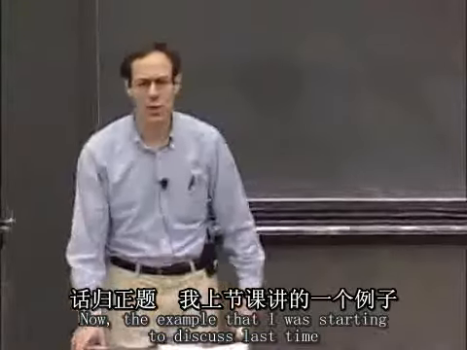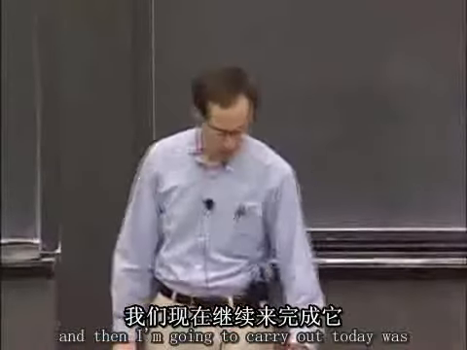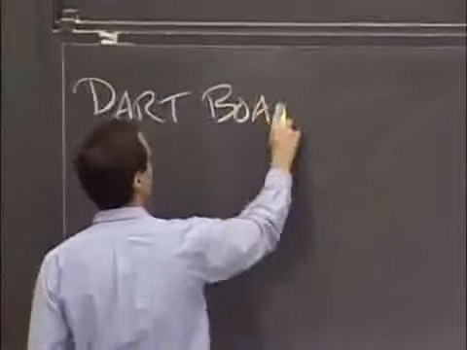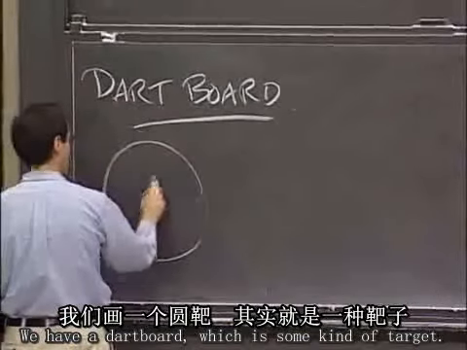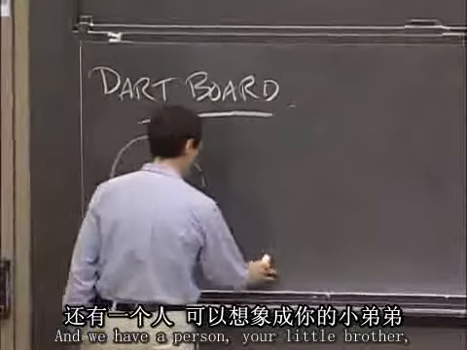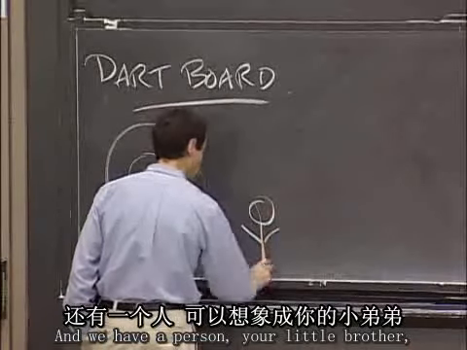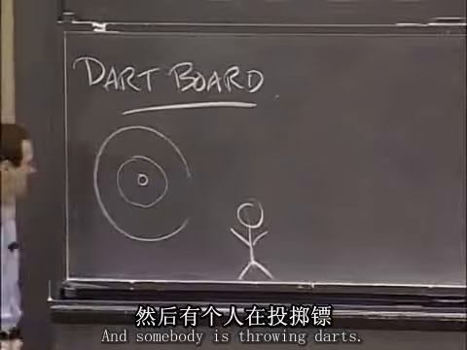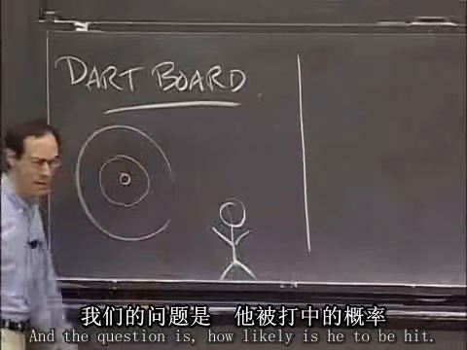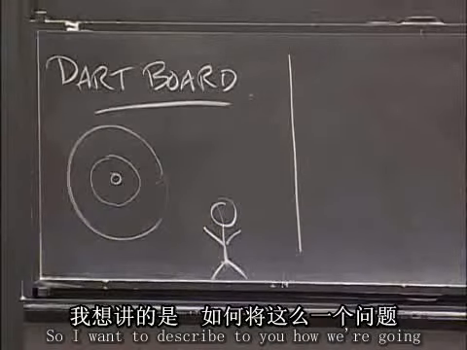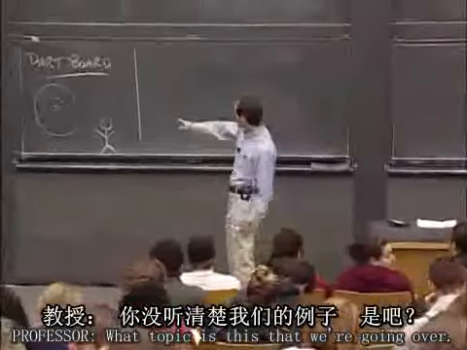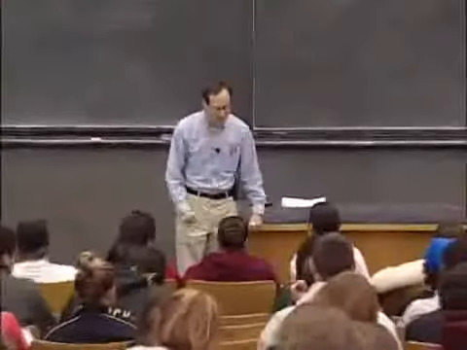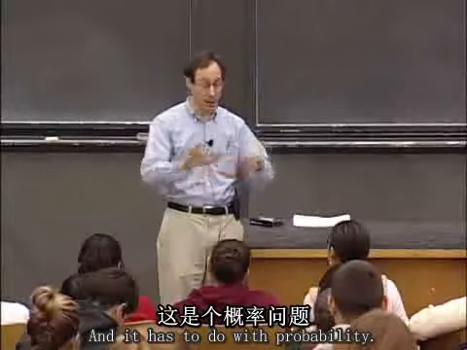Now, the example that I was starting to discuss last time and that I'm going to carry out today was this dartboard example. We have a dartboard, which is some kind of target, and we have a person, your little brother, who's standing over there, and somebody is throwing darts, and the question is, how likely is he to be hit? We're going to make this problem into a math problem. It's a dartboard example, and it has to do with probability.